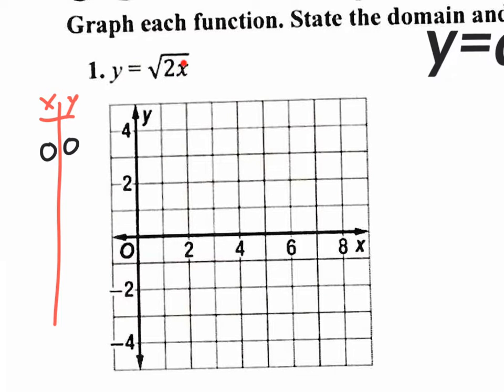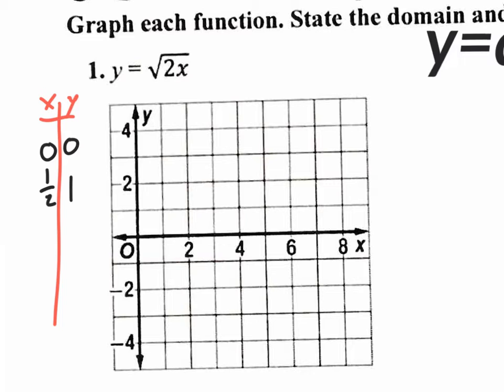How the heck could I make this a 1? 2 times what is 1? Half. So you could plug in any number you want, including fractions. You could plug in a half. And if you do plug in half, 2 times half is 1, and the square root of 1 is 1. So you actually get a coordinate 1/2 comma 1.